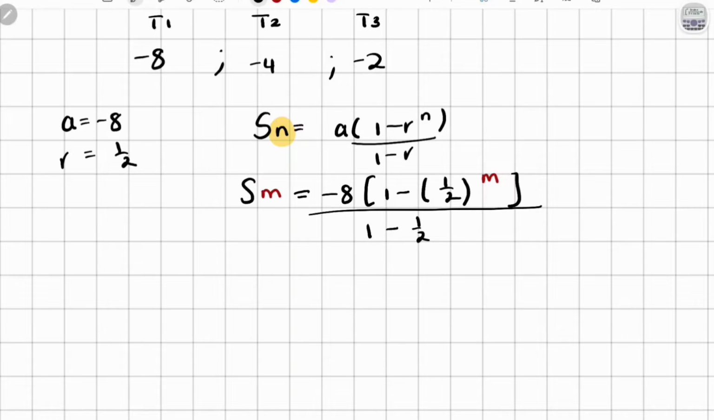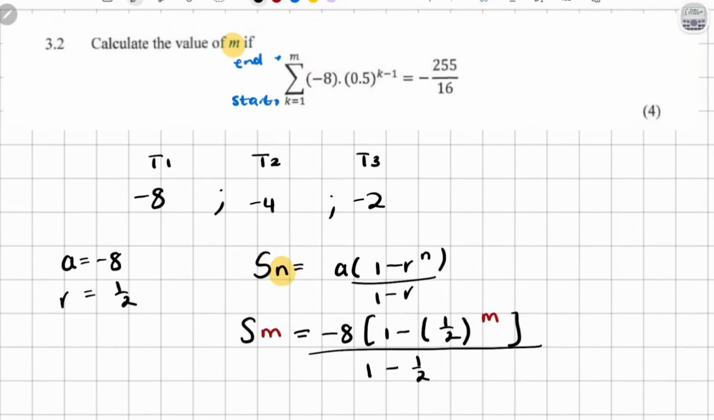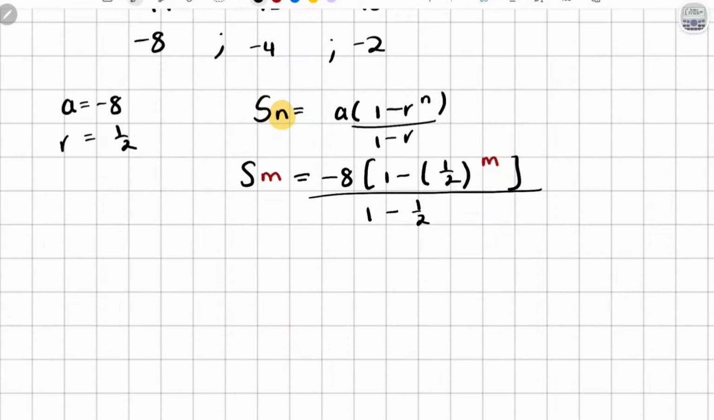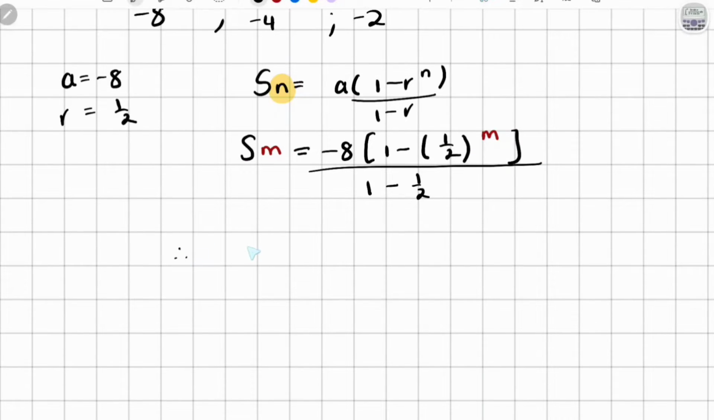Now S of m, the sum of the number of terms here, we actually have that value. It is negative 255 over 16. So in place of S of m, I'm going to say negative 255 over 16 is equal to. Here, for the sake of, because this is a video, I'm just going to simplify on screen where I see things. I see that on the denominator, I have 1 minus a half, which I know can simplify to a half, right?